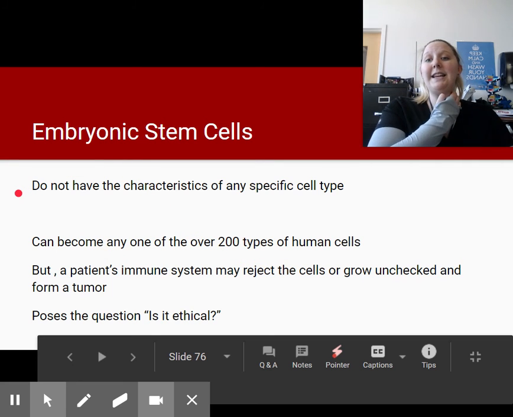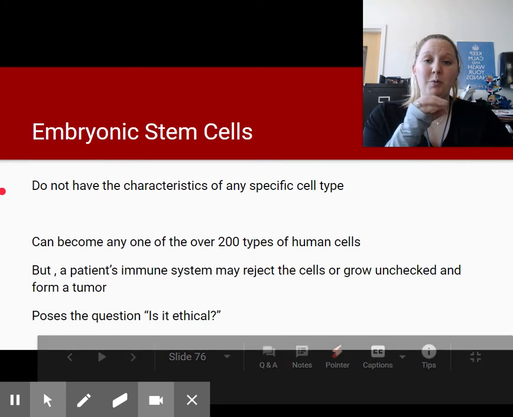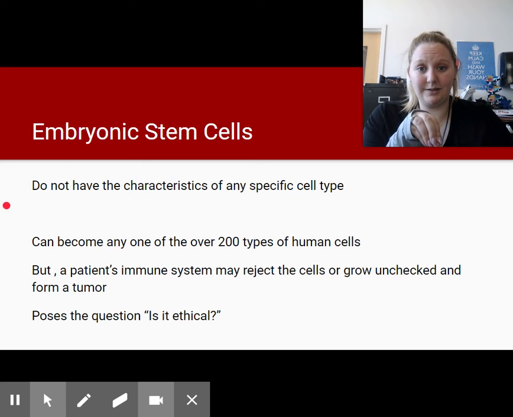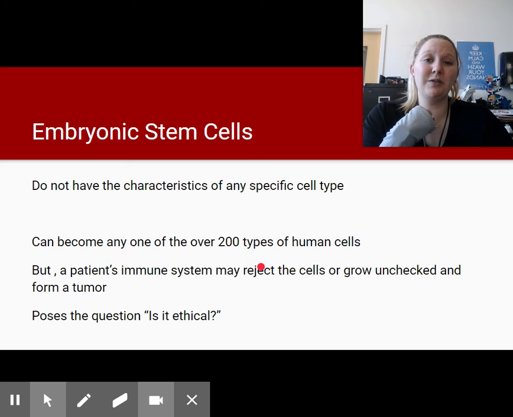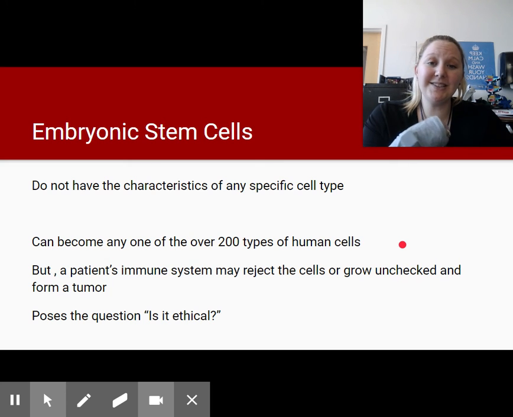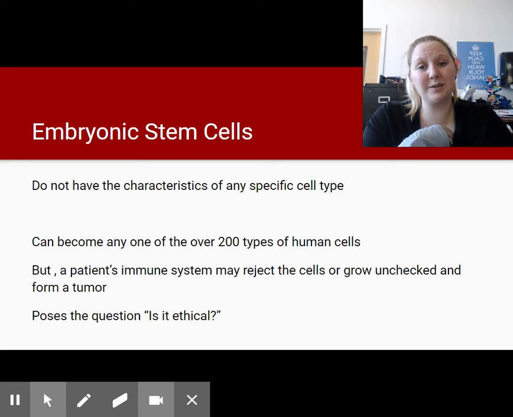They don't have any characteristics of any cell type. Remember, we're pulling totipotent stem cells, those that can become literally any other type of cell in the body. They have the ability to become one of over 200 types of human cells. But because they are not from the patient themselves, they do run the risk of those cells being rejected by the patient's immune system, or they can grow unchecked and form a tumor, which poses that question, is this truly ethical? Should we be doing this?